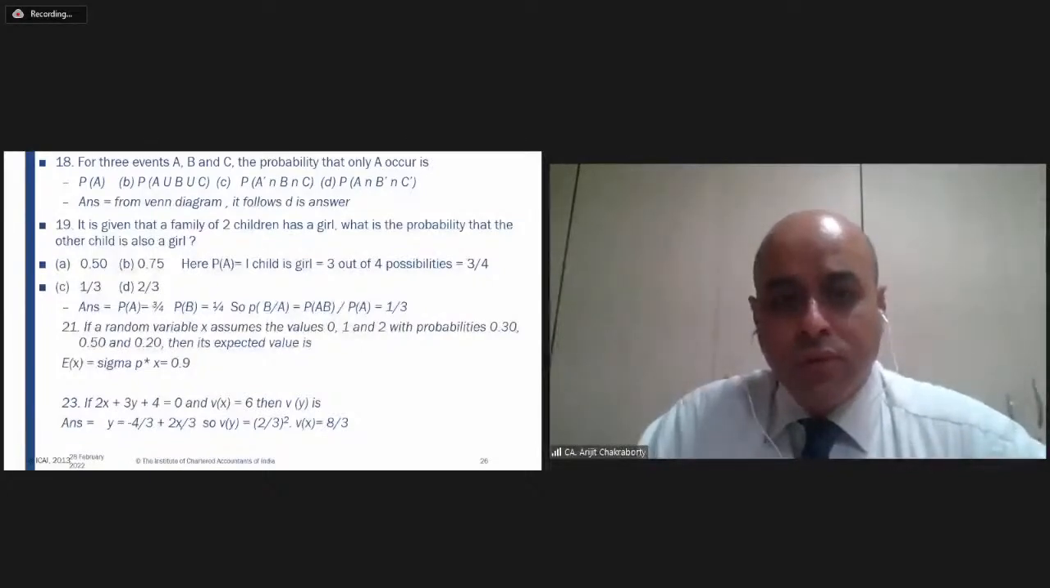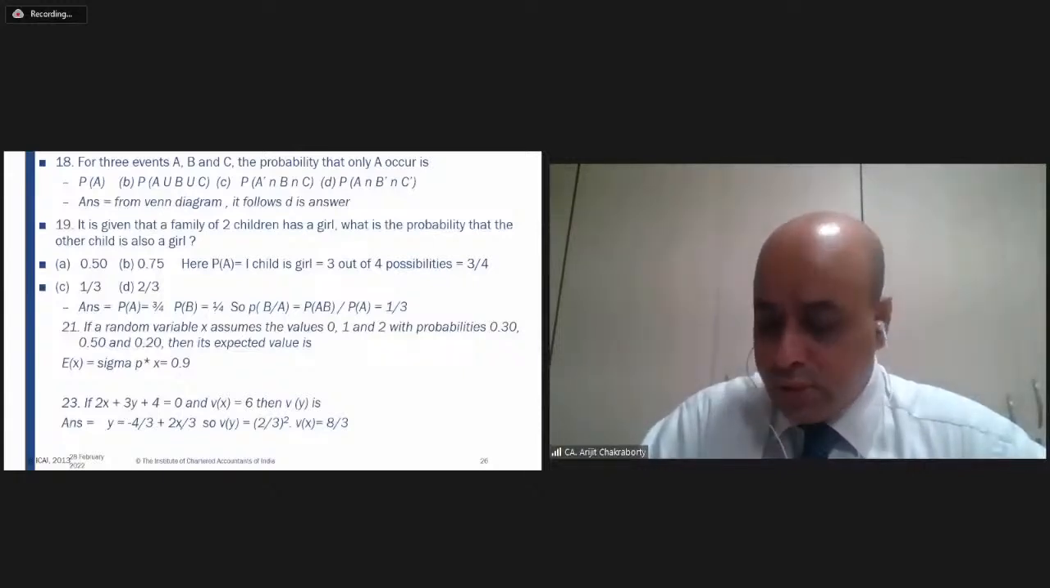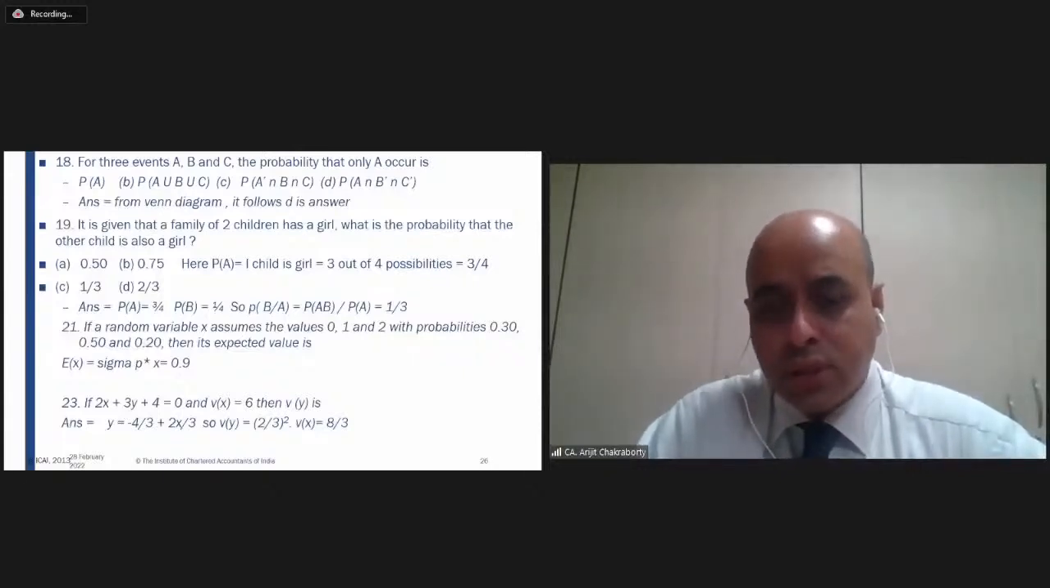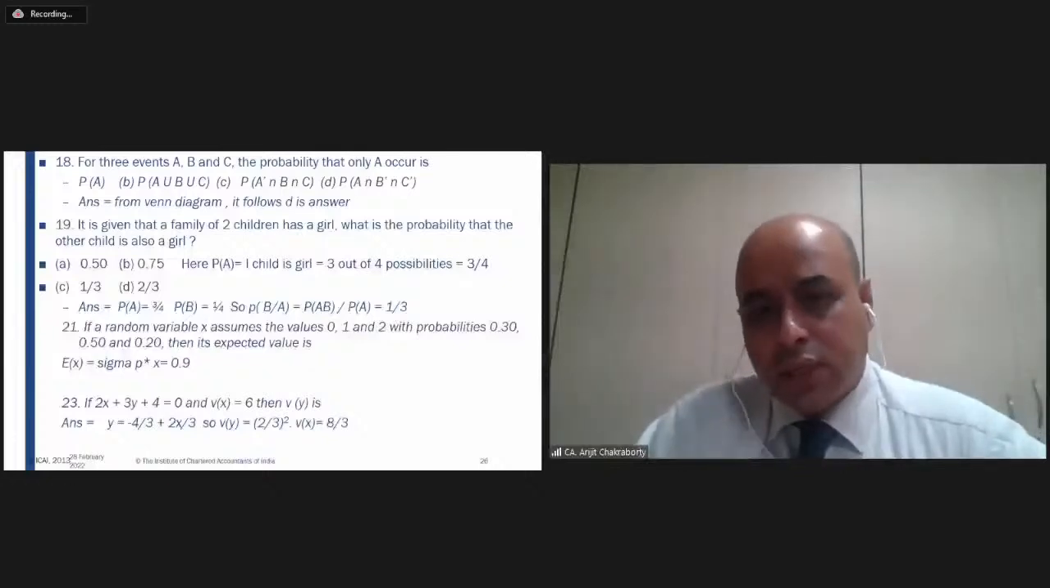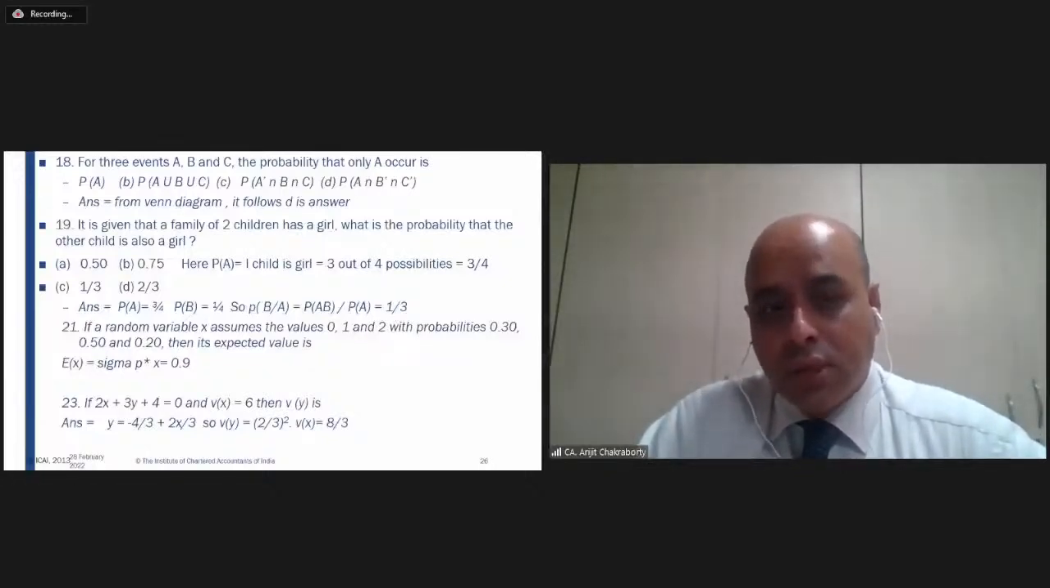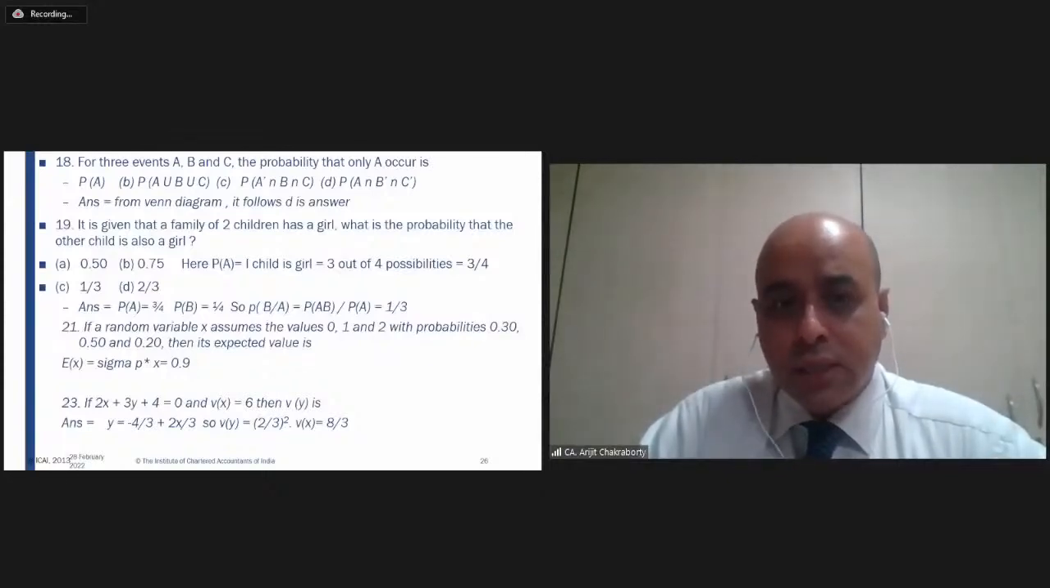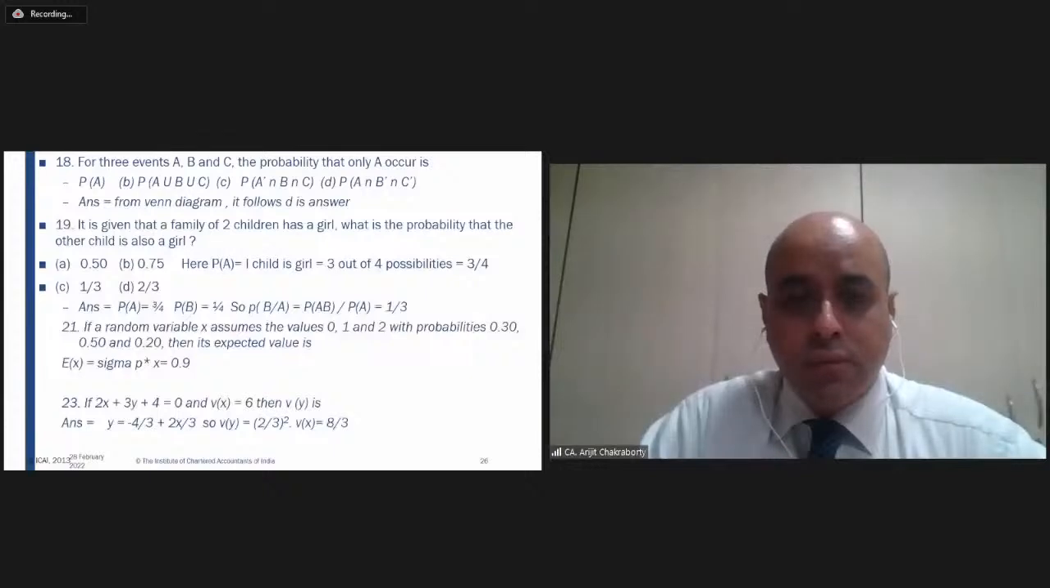Ankit, I hope you have followed it. The family of 2 children has a girl. What is the probability that the other child is also a girl? First we are finding the probability that at least one child is a girl. Here we are taking the possibility 3/4 because we are considering at least one child is a girl. Now the question is, what is the probability that the other child is also a girl? Now we are taking the probability of PB. What is the meaning of PB?